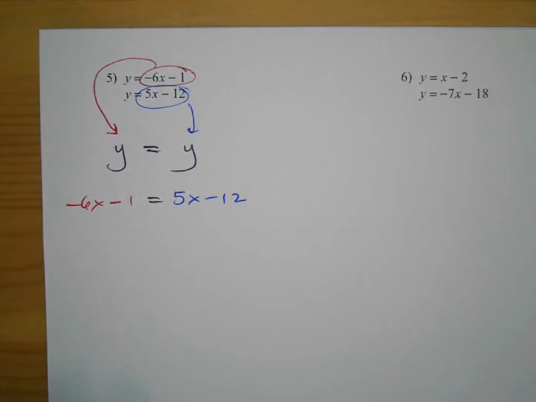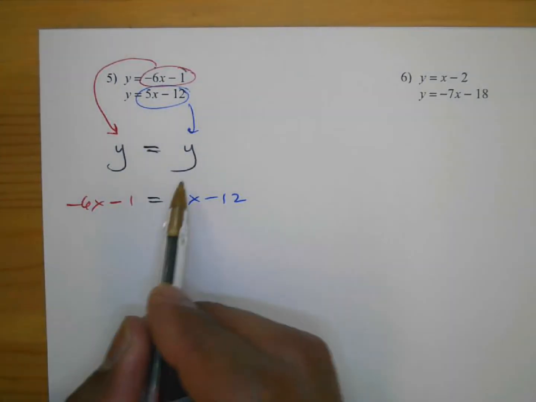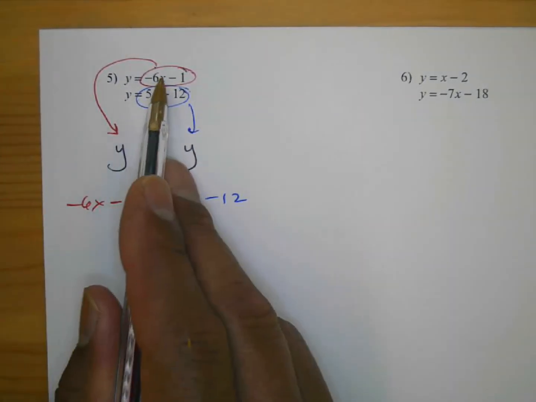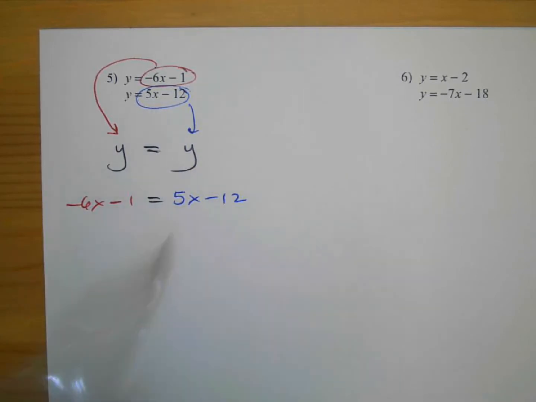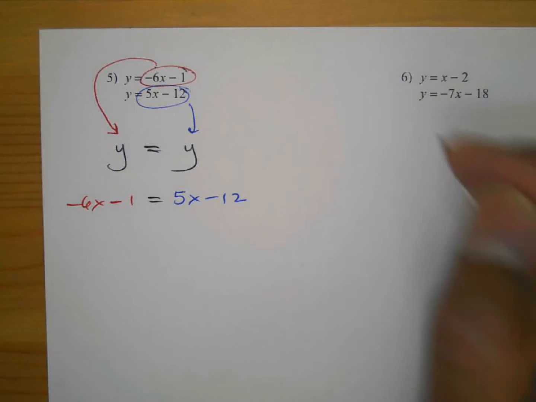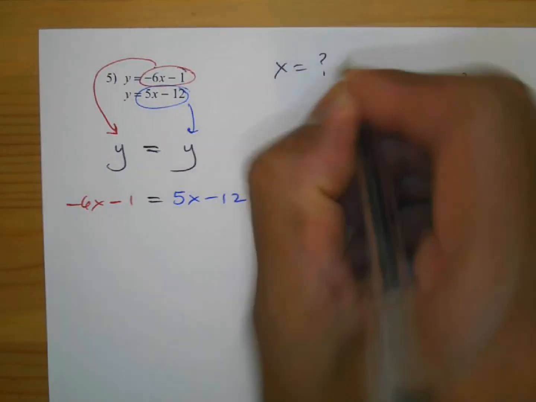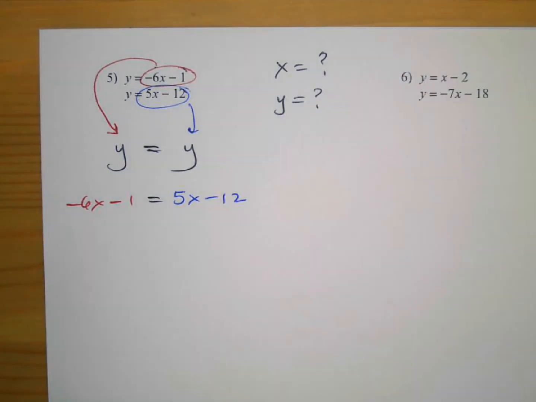When you see a system like that, when they give you the same variables already equal like that, just put those two expressions equal to each other. Now let me go back. Remember, keep in mind what your task is here. Your task is you still have to find an x coordinate and a y coordinate.